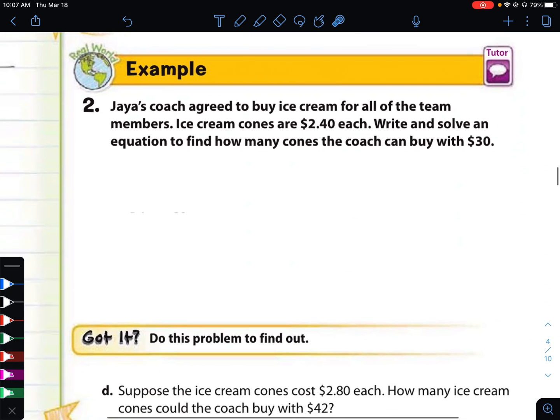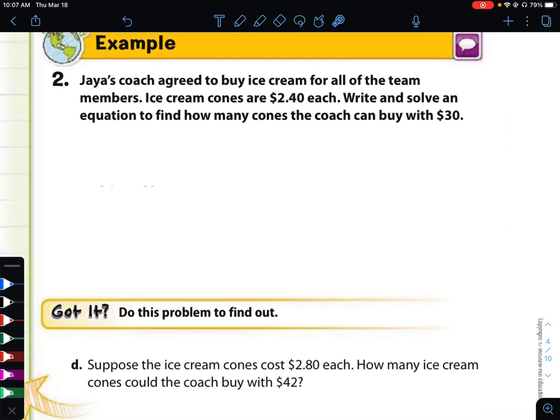Let's take a look at example number 2. Jaya's coach agreed to buy ice cream for all of the team members. Ice cream cones are $2.40 each. Write and solve an equation to find how many cones the coach can buy with 30 bucks. So what do we know? We know that ice cream cones cost $2.40 each. It's asking us to write and solve an equation to find how many cones the coach can buy with $30.